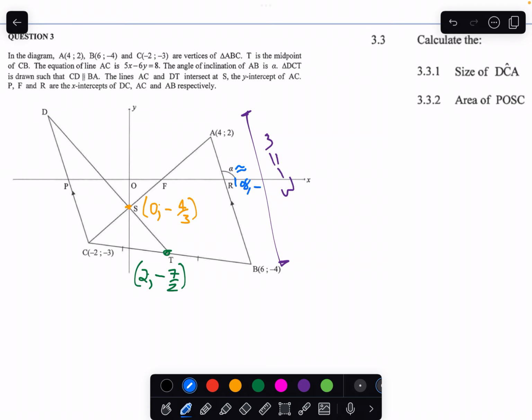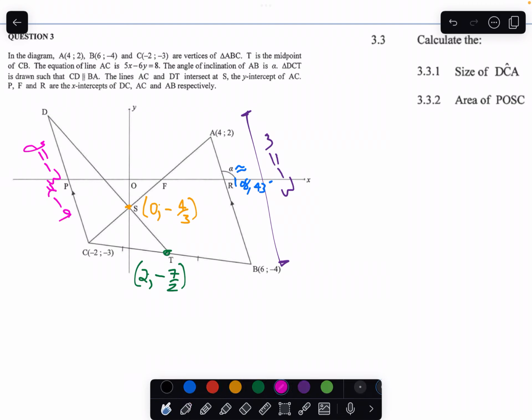I'm probably going to need this diagram. I'm probably going to end up erasing so much of this stuff so that I can scribble. Anyway, calculate the size of DCA. DCA. This guy.